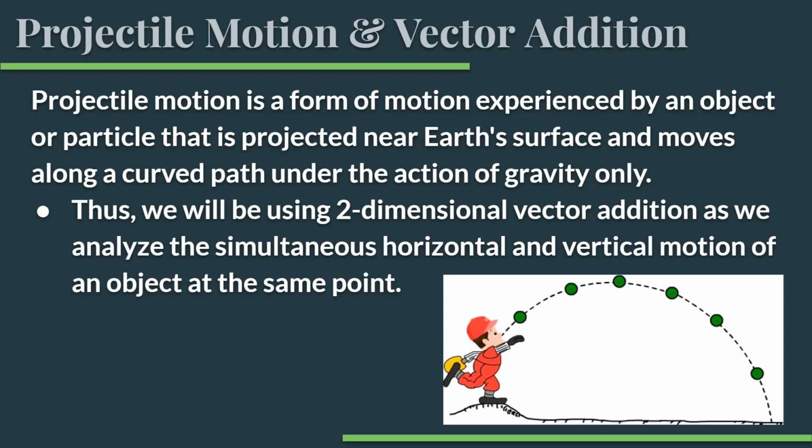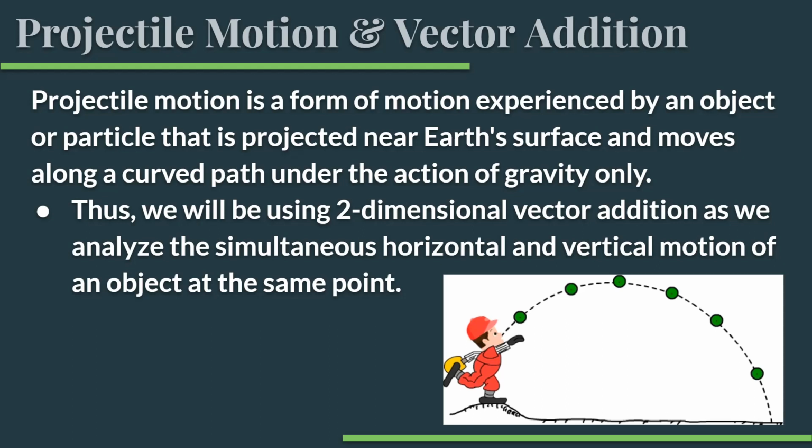Projectile motion is a form of motion experienced by an object or particle that is projected near Earth's surface and moves along a curved path under the action of gravity only. Technically, these objects in projectile motion are still in free fall. After they have been launched or thrown or whatever, they are now in free fall, and the only force acting on them is gravity.